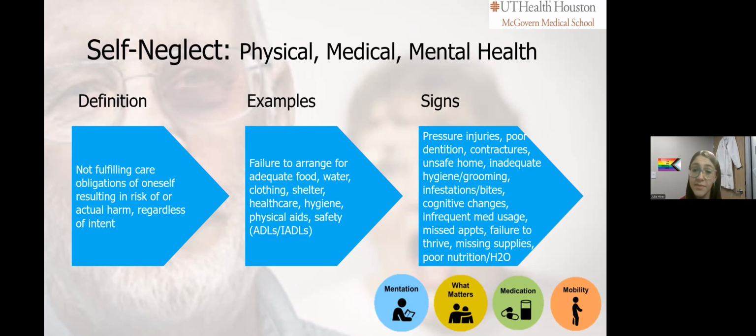And as we saw with Mr. Blythe, this is demonstrated both in the examples and signs by failing to arrange for these important areas: food, clothing, shelter, health, safety, finances, your ADLs, your IADLs. And that causes the consequences we see, the signs of pressure injuries or dentition that is poor and unmanaged. Maybe they're covered in bites or rashes due to hygiene or infestation concerns. Maybe they don't have the medical supplies. Maybe they're not trimming their nails or showing up with their dentures in the emergency department.